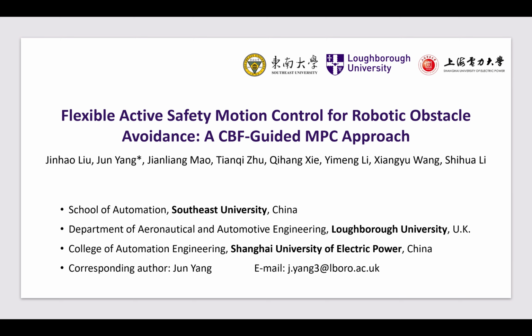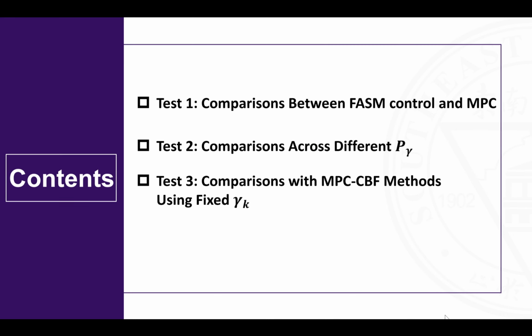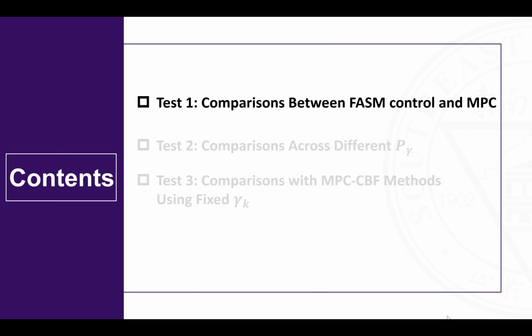This video primarily showcases the dynamic results of our experimental research, as presented in our paper titled Flexible Active Safety Motion Control for Robotic Obstacle Avoidance, a CBF-Guided MPC approach. We divide the main content into 3 parts. We begin with Test 1, Comparisons between FASM control and MPC.